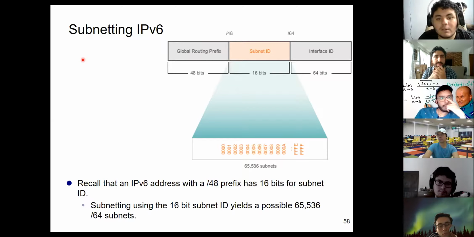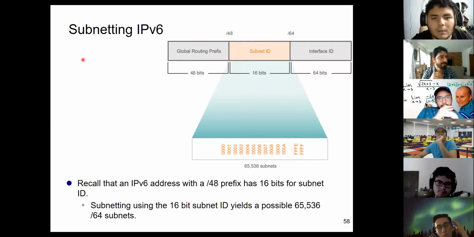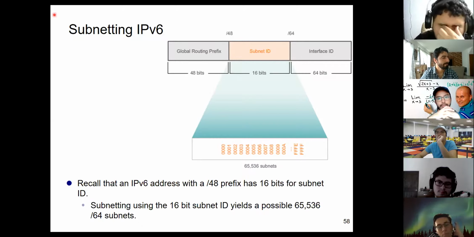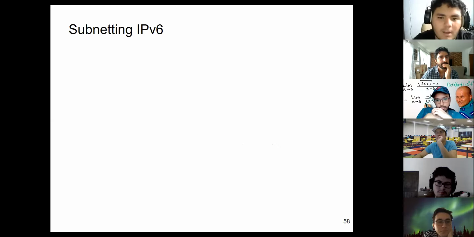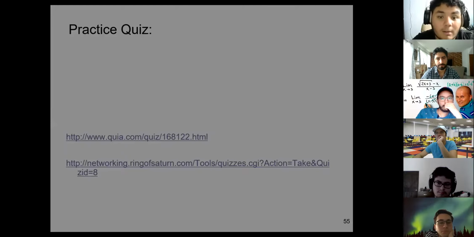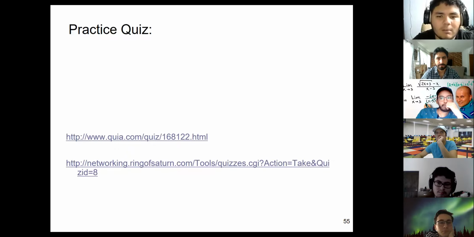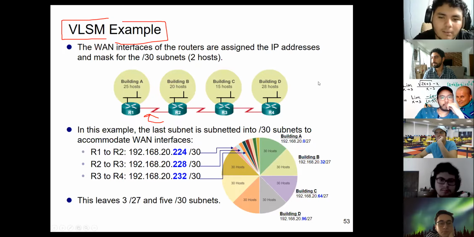So any questions about VLSM, IPv6, even IPv4 subnetting? All clear? With VLSM, when we want to define a lot of subnets, we have to specify that we are using different subnet masks, not make every subnet with the same mask, for example one with /24, another with a different prefix.